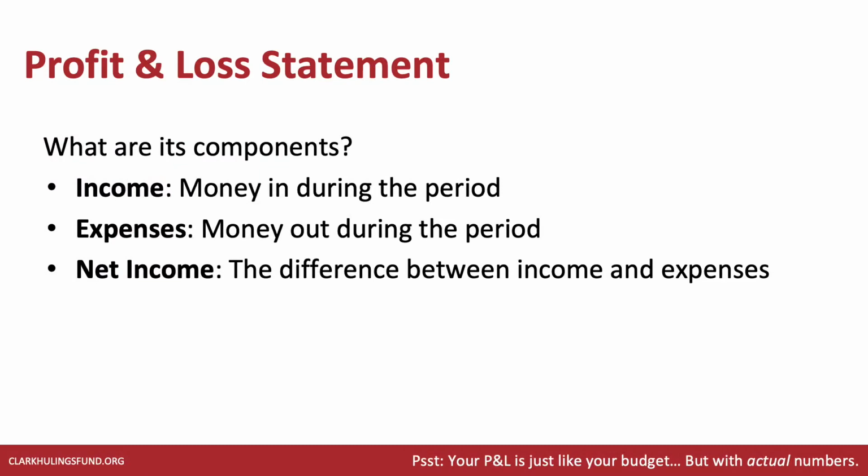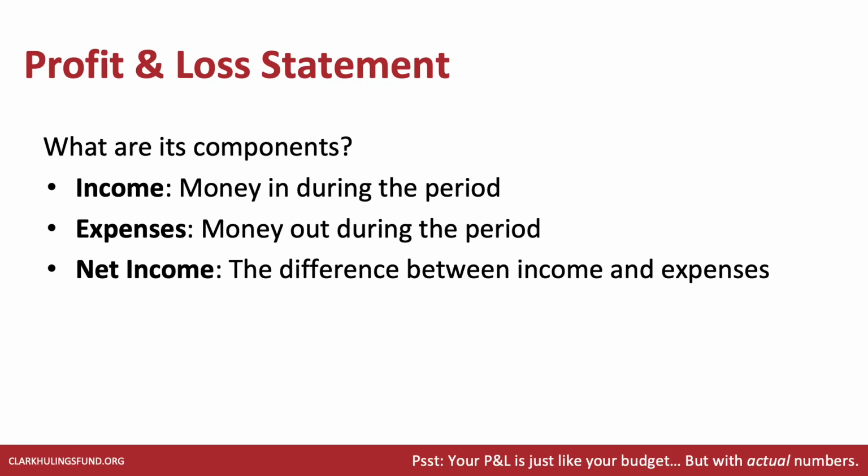On slide 11, you'll see that the three key components of a profit and loss statement are the income section, the expense section, and then the net income, which of course is the difference between income and expenses. At its core and its most simplistic, this is what's on a P&L: income, expenses, and net income.